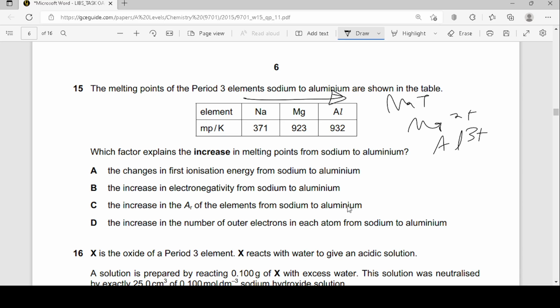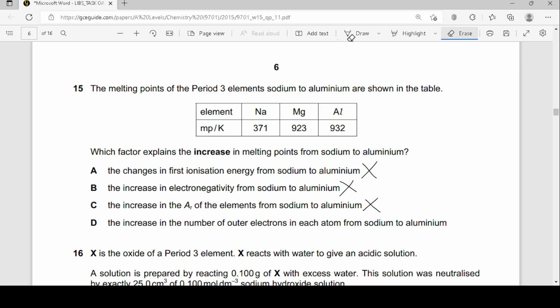Which factor explains the increase in melting point from sodium to aluminium? The changes in first ionization energy from sodium to aluminium. The increase in electronegativity from sodium to aluminium. I do not want to talk about ionization energy or electronegativity here. The increase in the atomic radius of the elements from sodium to aluminium. Not really. I mean, what are they even trying to say? I do not know. Am I going to cross out all 4 options or what?